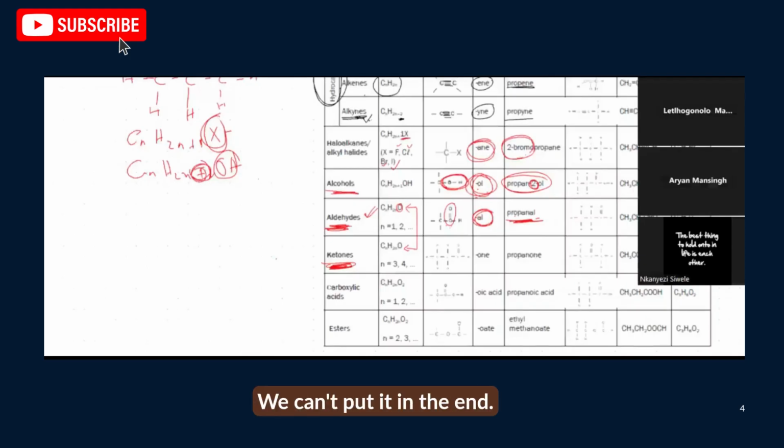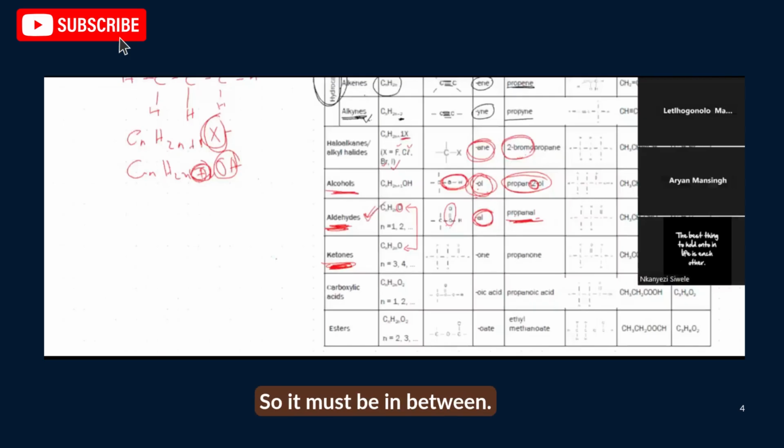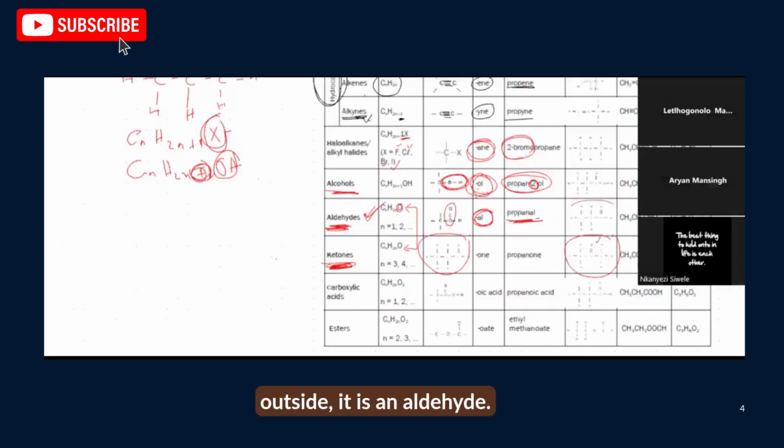We can't put it at the end, because if we put it at the end, it's an aldehyde, so it must be in between. So if the double bond with oxygen exists in the middle, this is not a good drawing of it. This is a good drawing of what we want. It must exist in the middle, because when we put it outside, it is an aldehyde. It is no longer a ketone. So for the ketones, we're going to write the word "one", but we pronounce it as "ones" for the ketones.